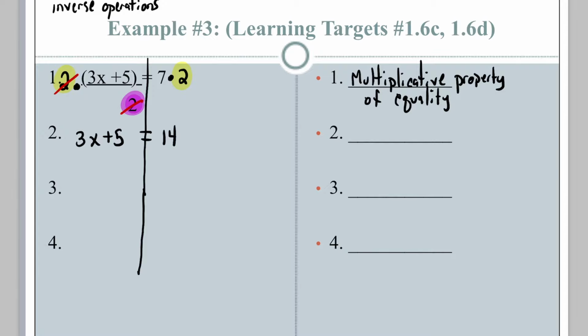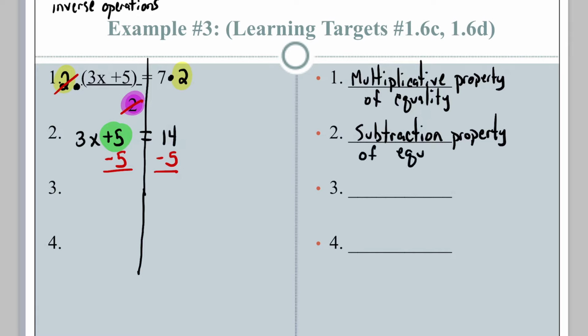And so I'm going to look at the 5. And by looking at the 5, I know that it's a plus 5. And if I want to remove the operation of addition, then I know that I can subtract. But if I subtract on the left side, I also have to subtract on the right side of the equation. And the property that allows me to do that is the subtraction property of equality.